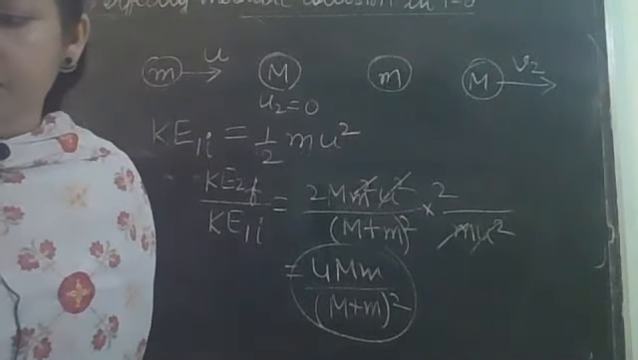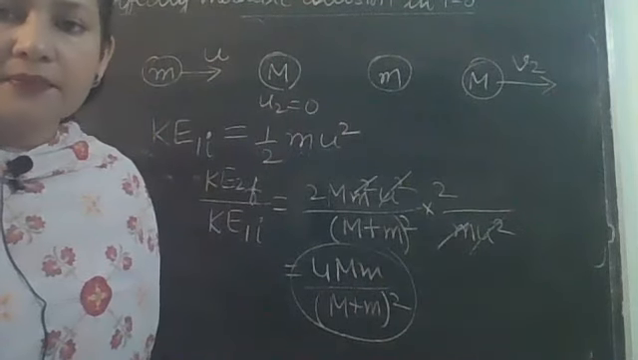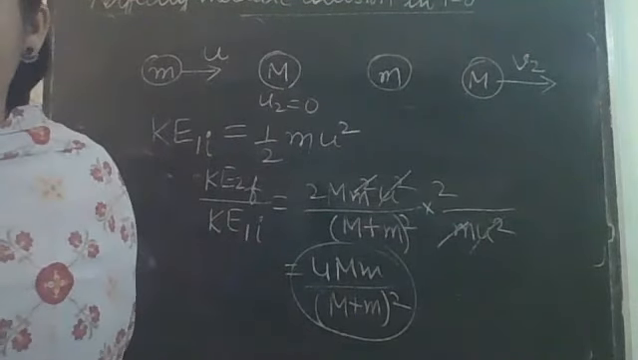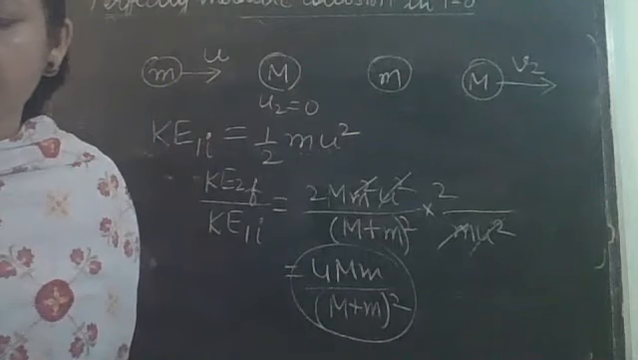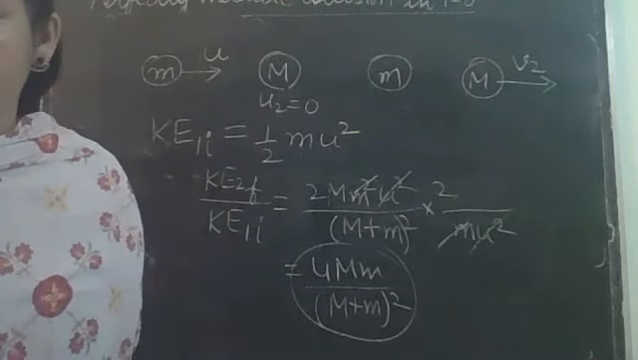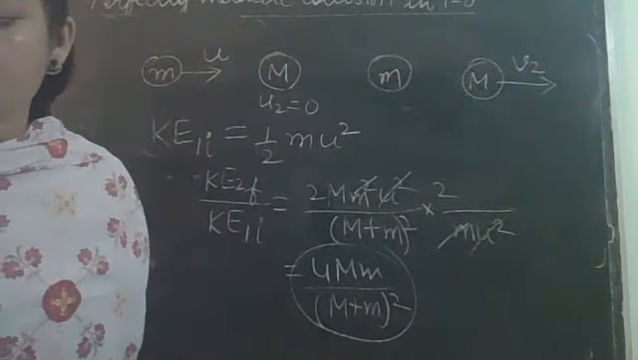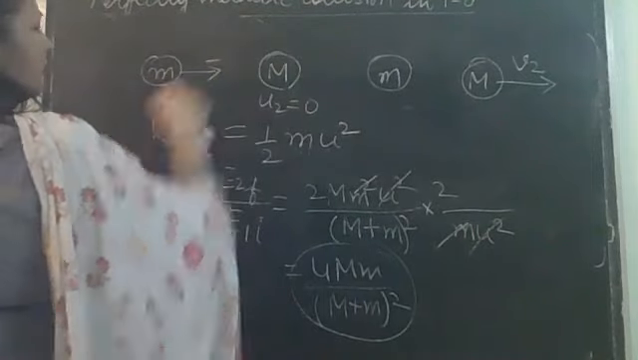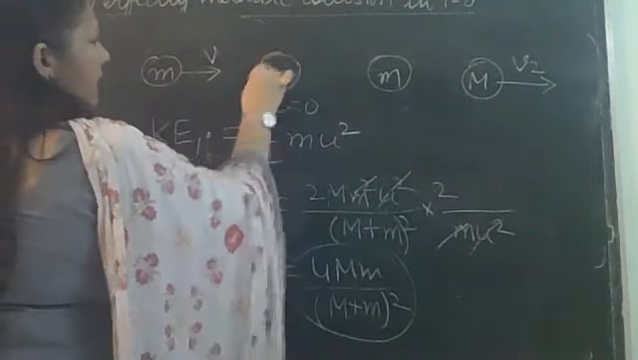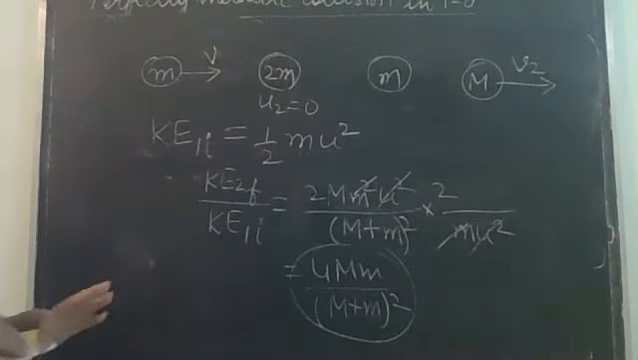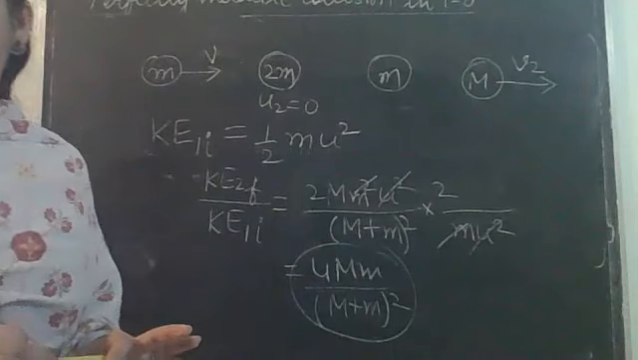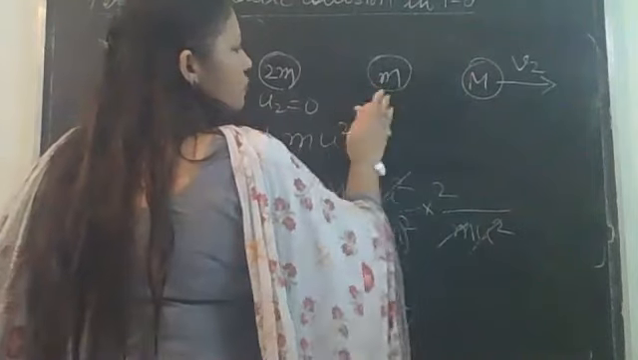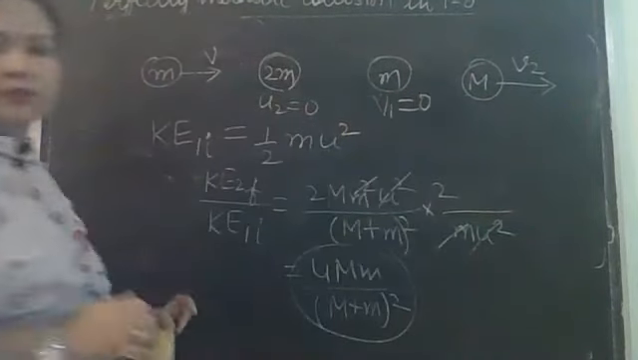Write down another question. A block of mass small m, moving at speed small v, collides with another block of mass 2m at rest. Let us draw it. So we have a mass m moving with velocity v, collides with a mass 2m at rest. The lighter block comes to rest after the collision. That means v1 is 0.